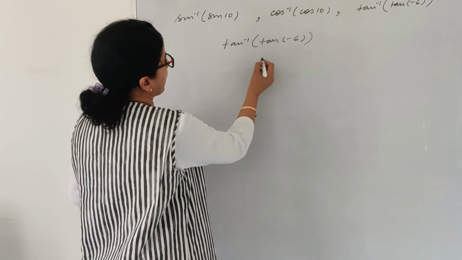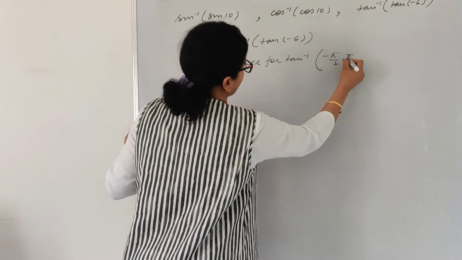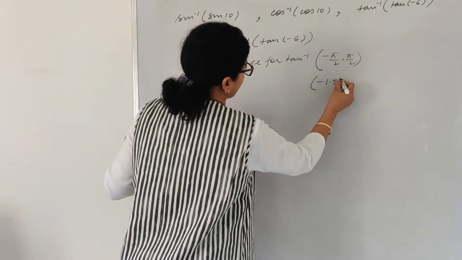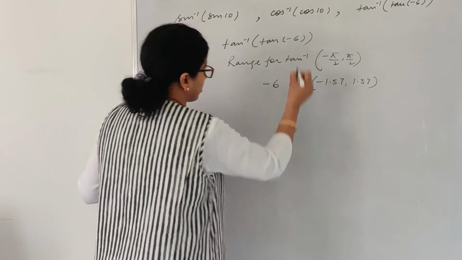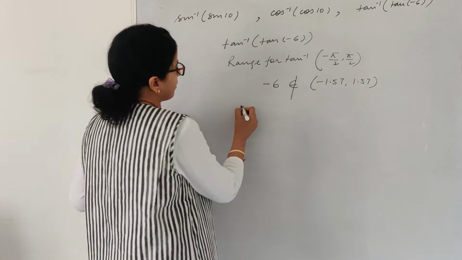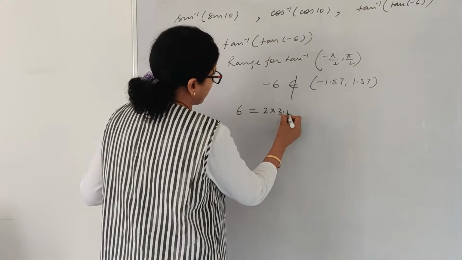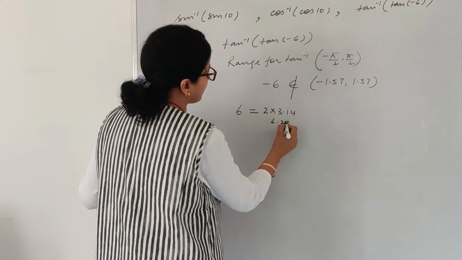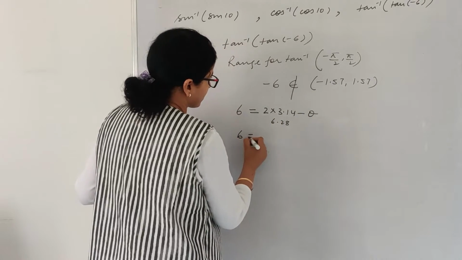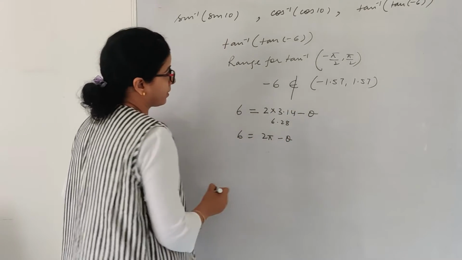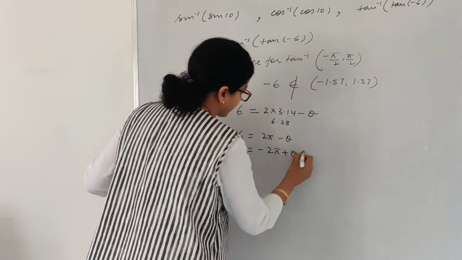Now, the range for tan inverse is the open interval minus pi by 2 to pi by 2, meaning minus 1.57 to 1.57. Minus 6 does not belong to it, so again we will find the value for 6. 6 is about 2 into 3.14, which is 6.28. It means I have to subtract something to get 6, so minus theta. So 6 is equal to 2 pi minus theta, and minus 6 will be equal to minus 2 pi plus theta, correct?